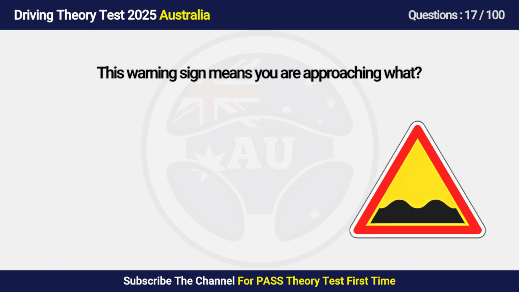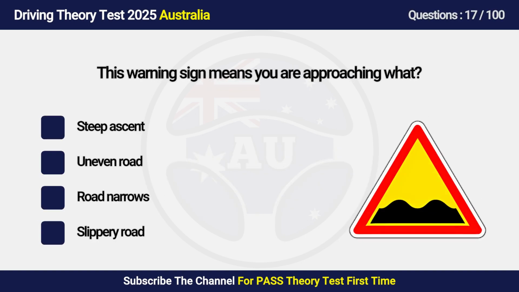Question 17. This warning sign means you are approaching what? A. Steep ascent. B. Uneven road. C. Road narrows. D. Slippery road.